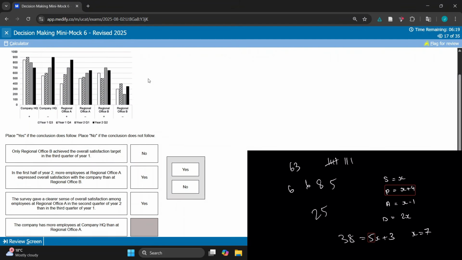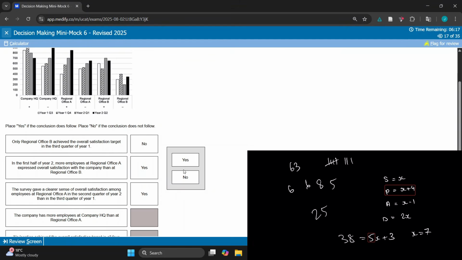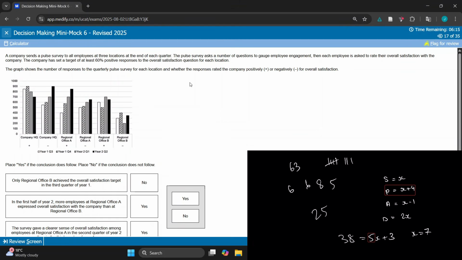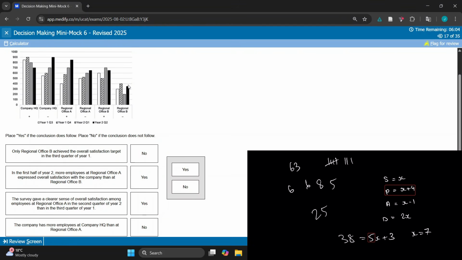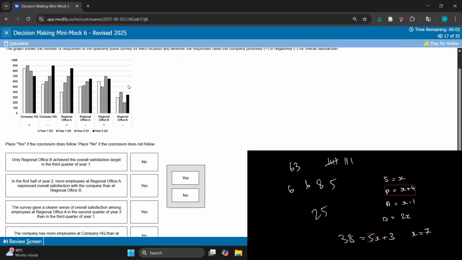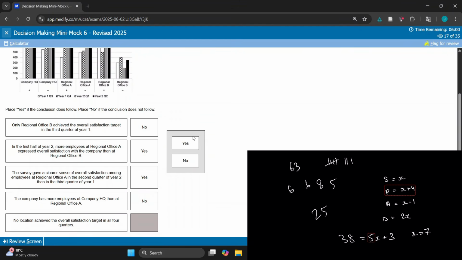The company has more employees at company HQ than at regional office. Well, we don't necessarily know. It says it sent it to all employees. However, do we know that everyone filled it out? Or do we have to take that inference? In which case it becomes yes.